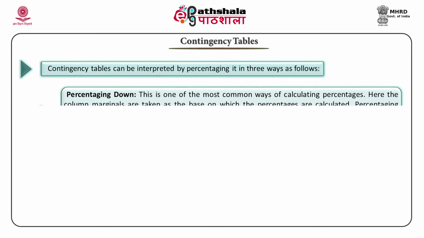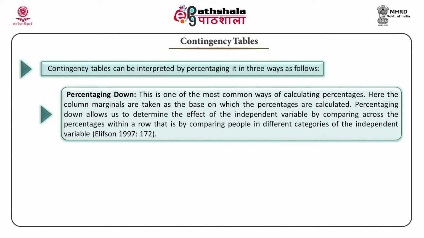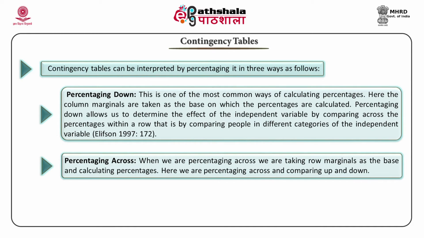First is percentaging down. This is one of the most common ways of calculating percentages. Here the column marginals are taken as the base on which the percentages are calculated. Percentaging down allows us to determine the effect of the independent variable by comparing across the percentages within a row, that is by comparing people in different categories of the independent variable. Percentaging across. When we are percentaging across, we are taking row marginals as the base and calculating percentages. Here we are percentaging across and comparing up and down.